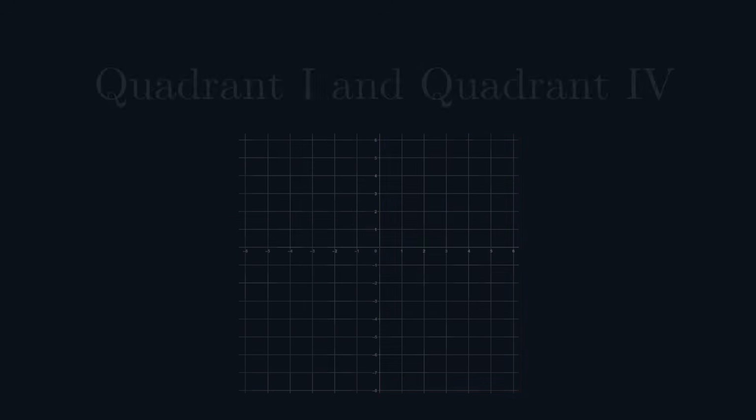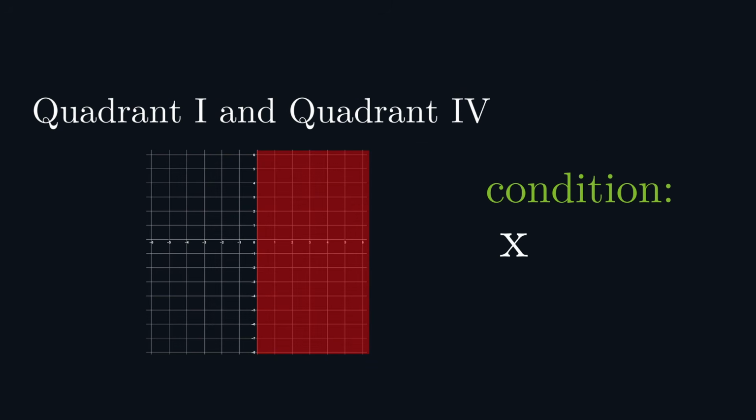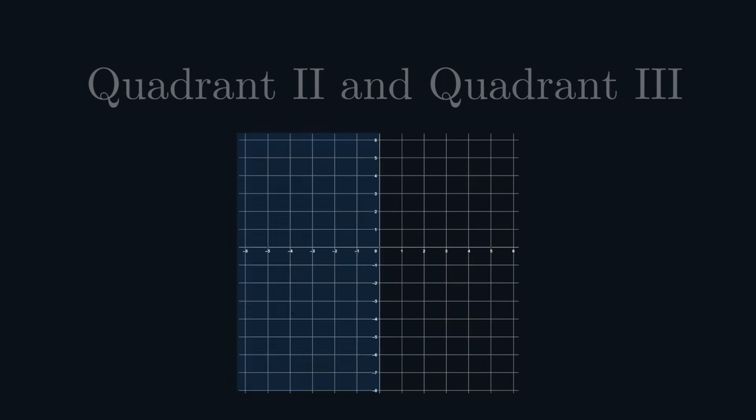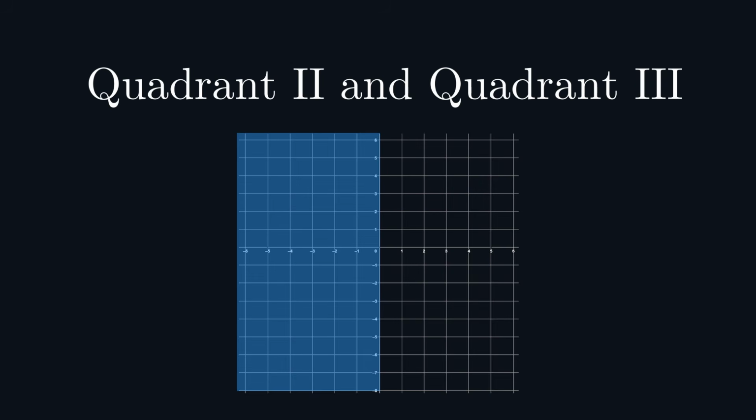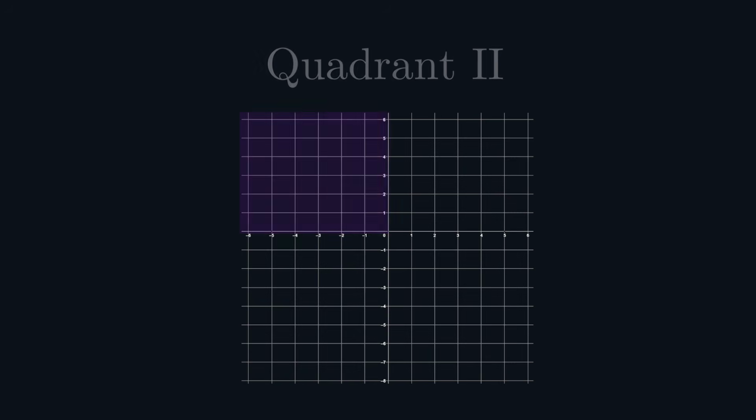For an angle to be in quadrant 1 or quadrant 4, the only real condition is that x needs to be greater than 0. If you recall, quadrant 1 and quadrant 4 are perfectly safe for arctan to work for, because that is in the bounds of negative pi over 2 to pi over 2 radians. But what happens if x is less than 0, in quadrant 2 and quadrant 3? In that case, it depends if y is greater than or equal to 0, or less than 0. For the first case, that means that the angle is going to be in quadrant 2.